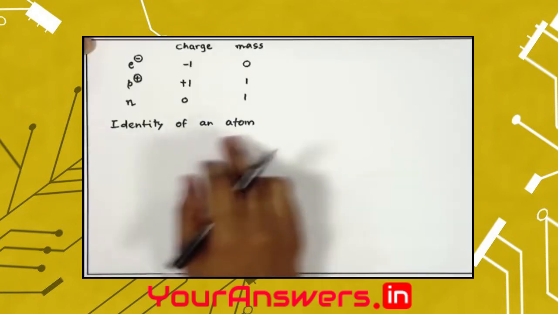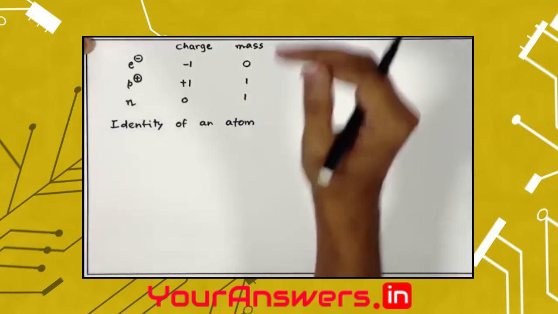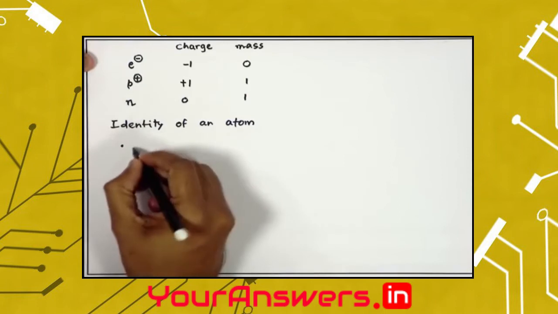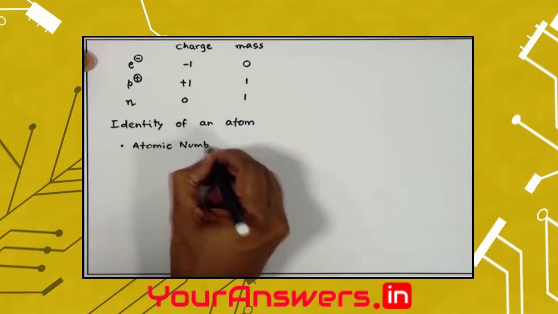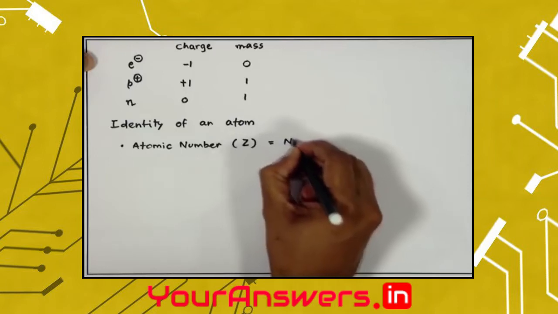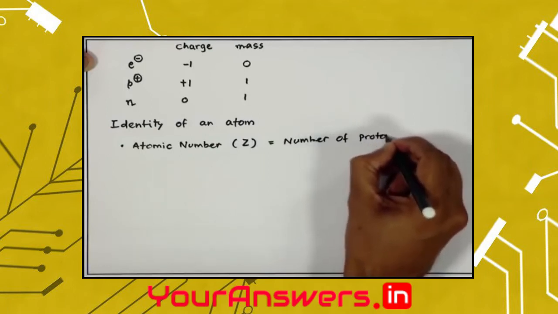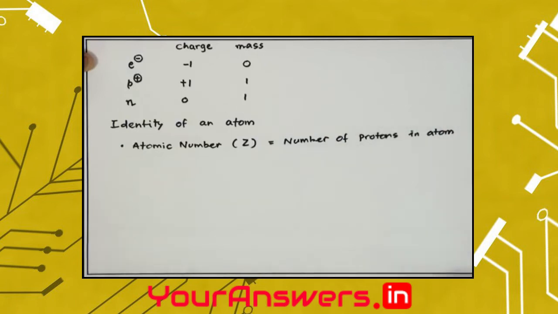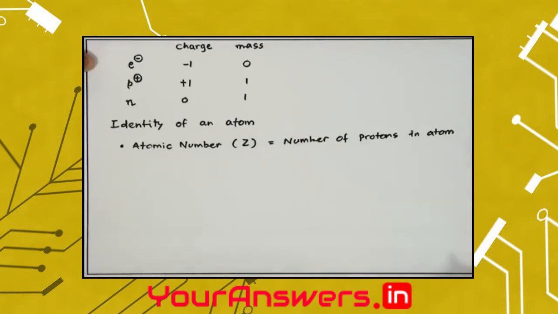Similarly, to identify an atom or to establish the identity of an atom, we need some identity indices. The most important is what is called as atomic number. This is given as symbol Z. This is nothing but the number of protons in the atom. All right. But atomic number alone is not sufficient to establish the identity of an atom.